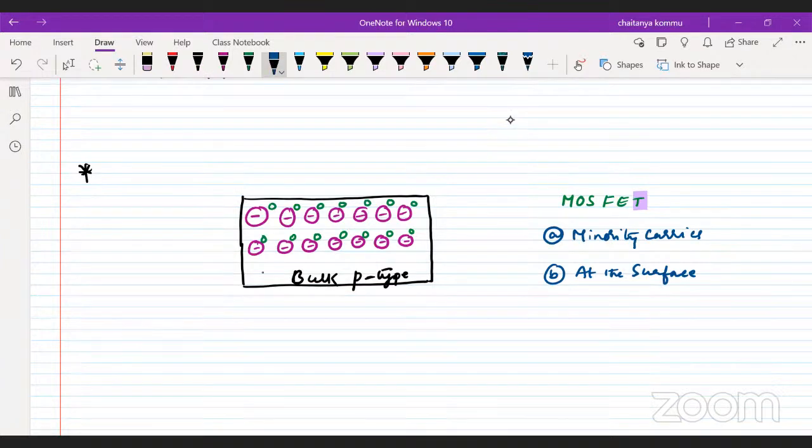I'll take red color. These dots are all the electrons, for example. These are all minority carriers, right? Our aim is to bring all these minority carriers to the surface. So, for example, it is a three-dimensional view I'm drawing. So only these electrons are occupying only the surface portions of this one, right?